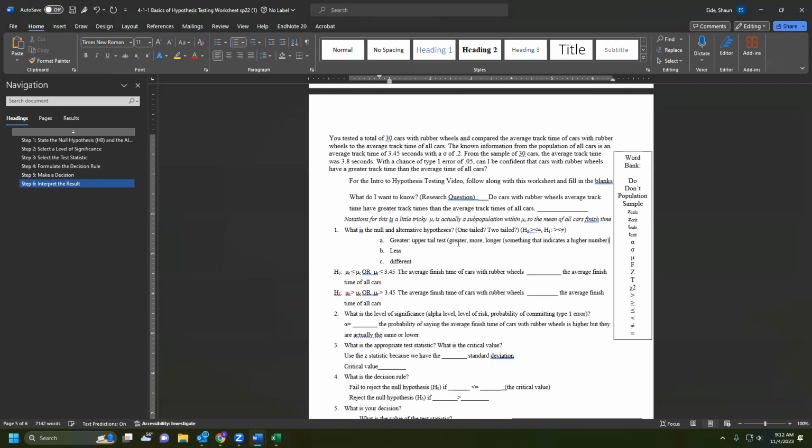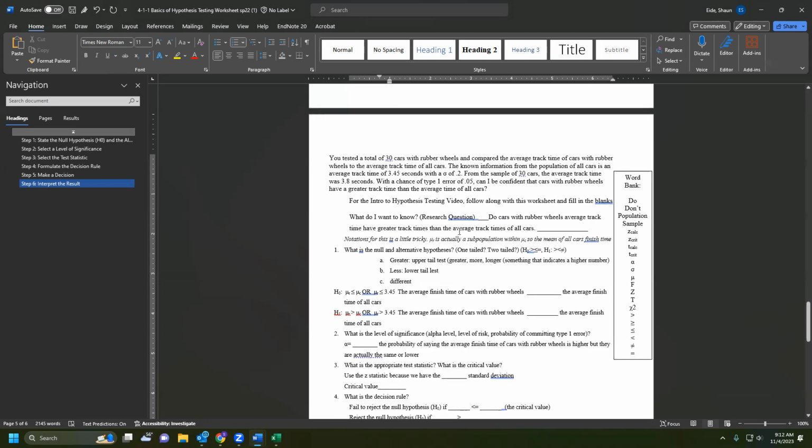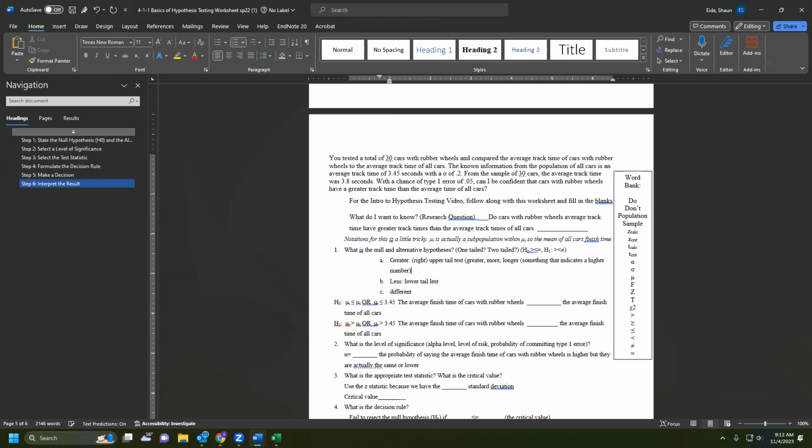Okay. And then down here, less, you're going to have a lower tail test. Lower is also known as a left tail. So you can do an upper or right tail test, or a lower or left tail test. And so you're going to have less, fewer, and different words that indicate a lower number.